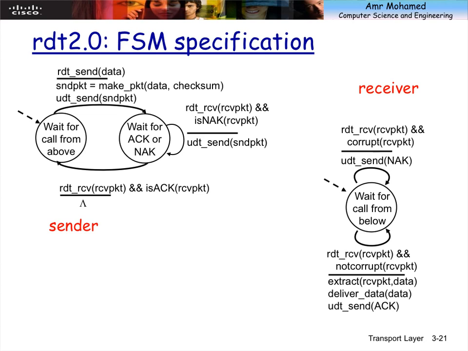One more question, sir. At the receiver side, this RDT receive packet and isNAK. So why NAK? It should be ACK, no? That acknowledge. Here. Is ACK here.